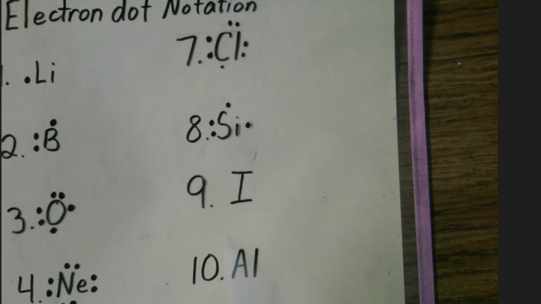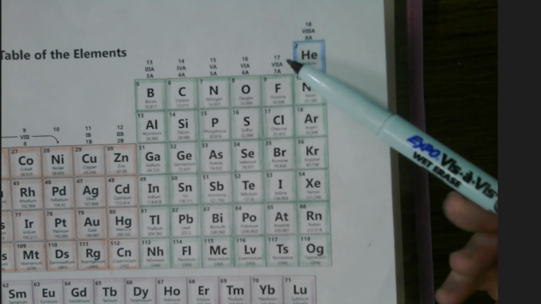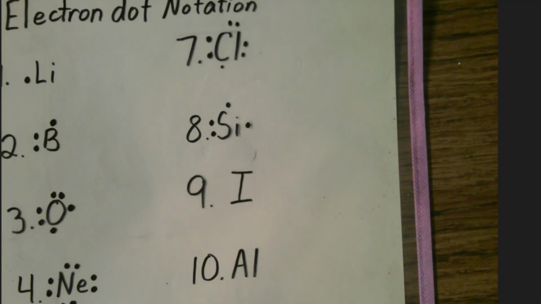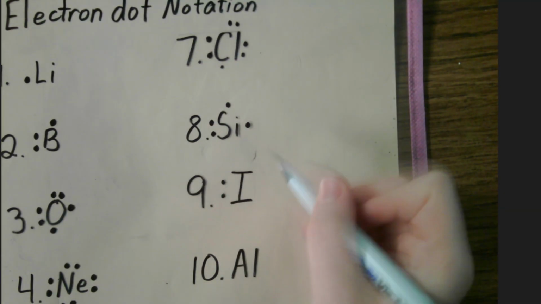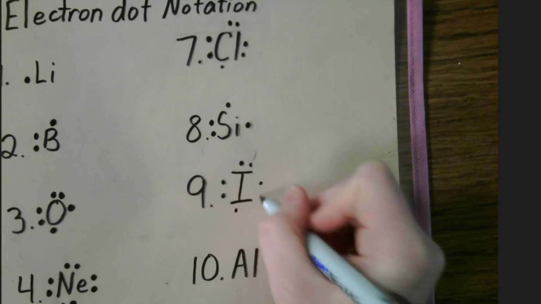Next we have iodine. Iodine has 53 electrons, but it's right next to the noble gas, so it's going to have 7 valence electrons. So we go 1, 2, fill up our s orbital, 3, 4, 5, 6, 7.